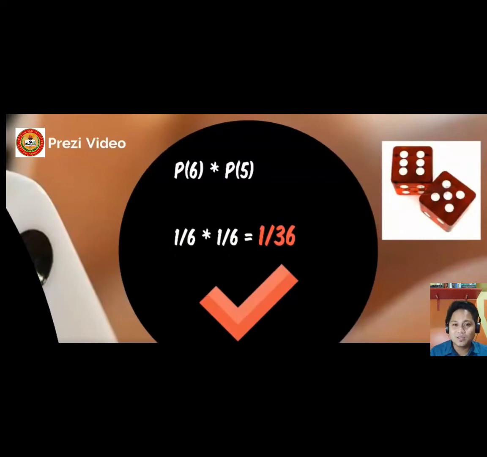How many faces do we have on a die? Remember, it's 6. So the probability of getting a 6 on one die is 1 over 6, multiplied by the probability of getting a 5 on a die, which is still 1 over 6. So multiply 1 over 6 times 1 over 6. 1 times 1 is 1, and 6 times 6 equals 36. That means there's only one chance out of 36 tries of getting a 6 and a 5. Simple, right? Let's try another example.